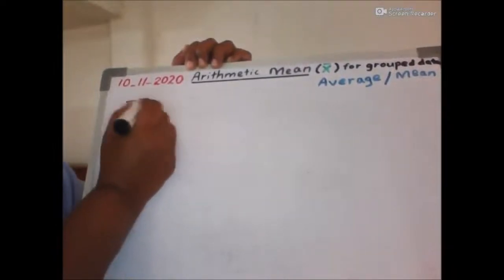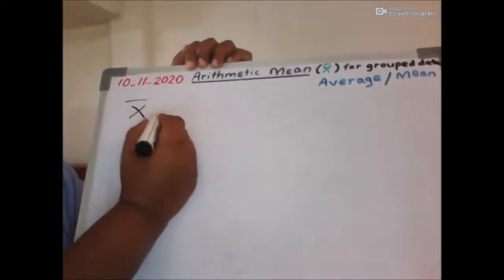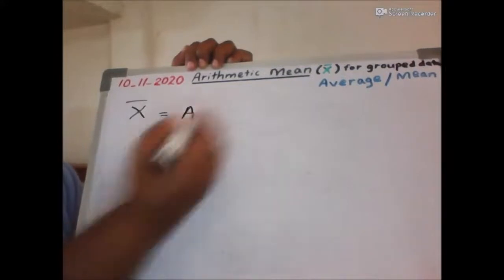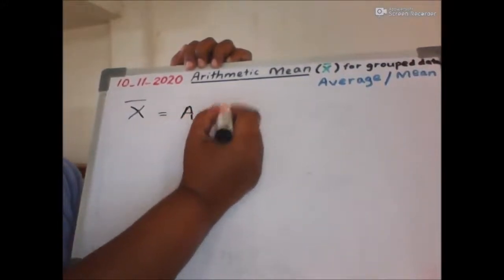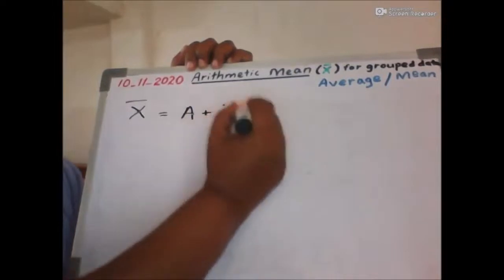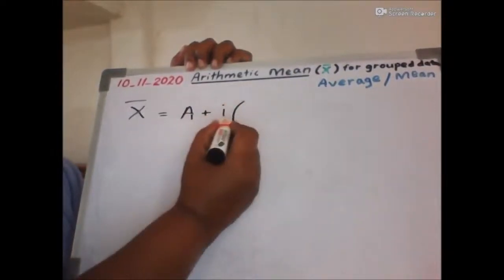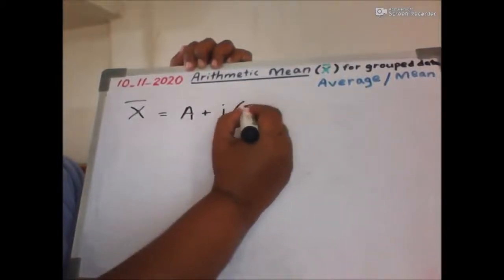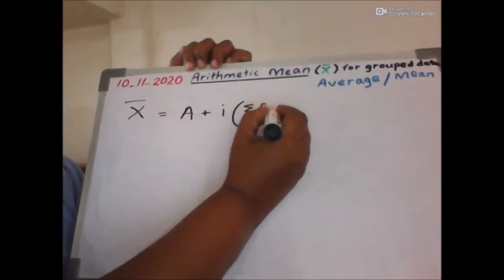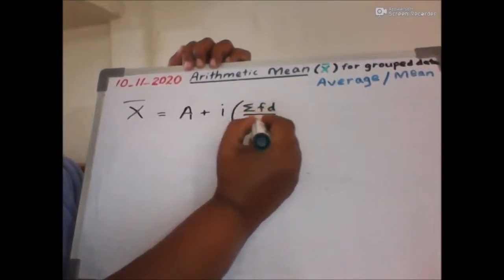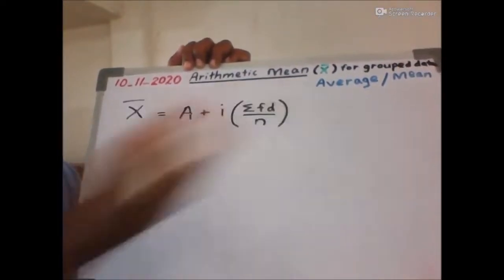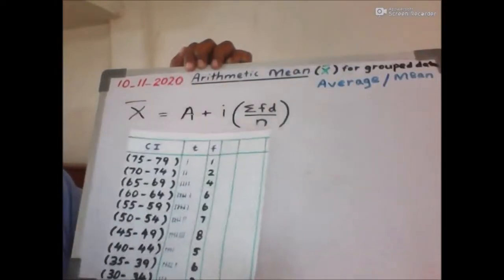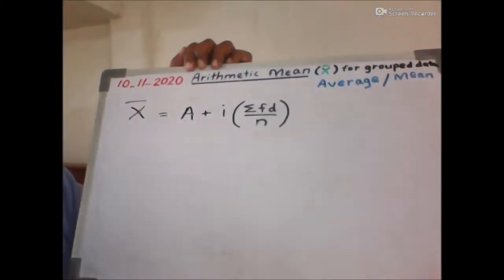X bar, that's the arithmetic mean. X bar equals A, assumed mean, plus I, class size I, multiplied by summation or sigma FD divided by N. That's the formula for group data. For these data, you will have to use this formula.